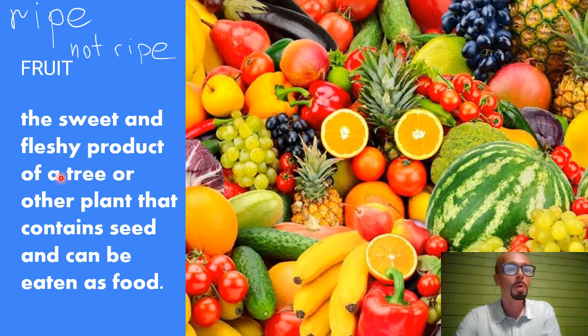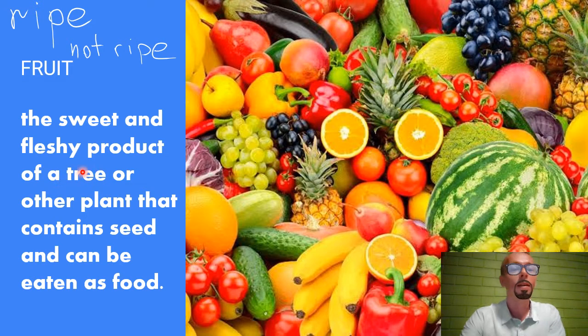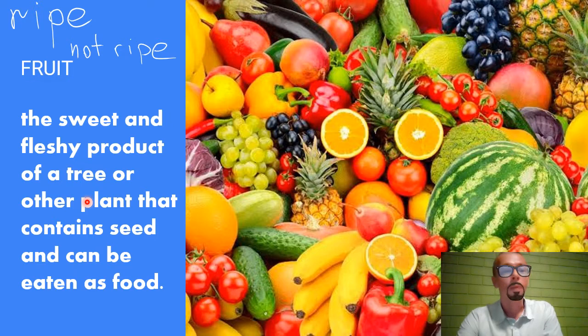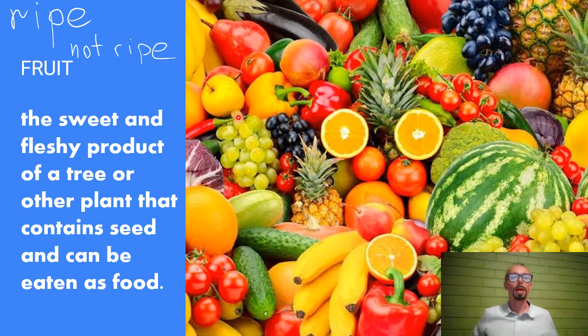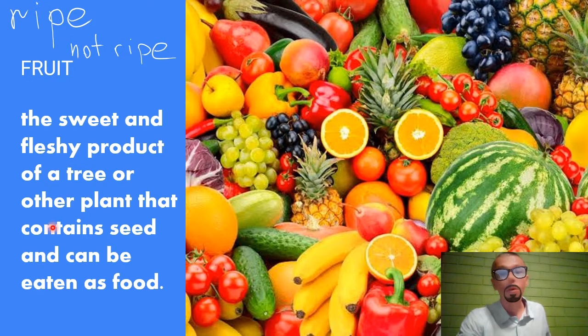Product of a tree. Yes, fruit usually grows on a tree, but not always. And sometimes they grow on a plant. For example, like watermelon, it doesn't grow on a tree. Or pineapple, it never grows on a tree, right? It grows on a plant. Or maybe even the grapes. They are not grown on a tree, they are grown on a plant.